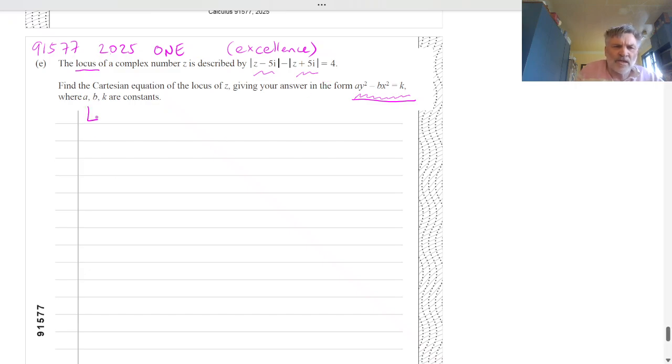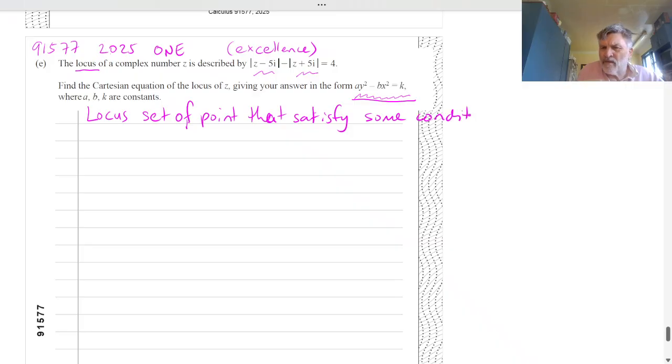So a locus is basically the set of points that satisfy some condition. The condition can be written as a formula, as we've got here, or it can be written in words. And I'd like to start by looking at how we might write this formula in words.